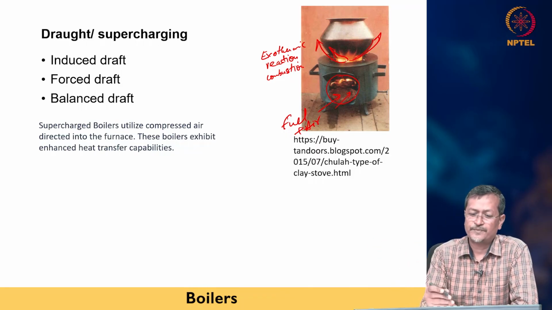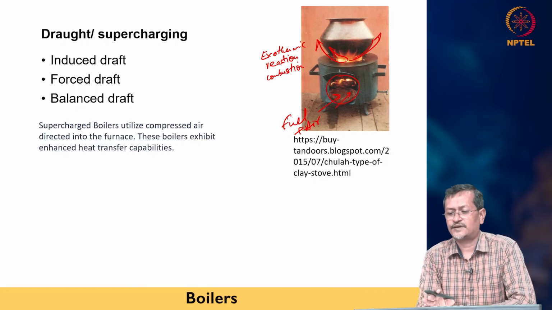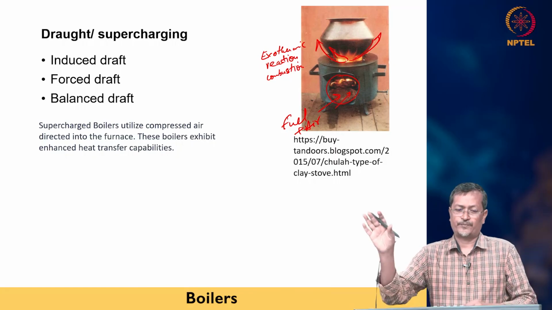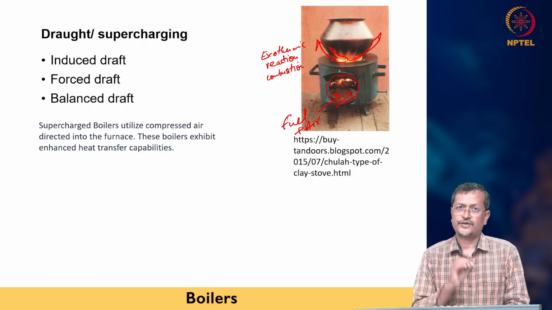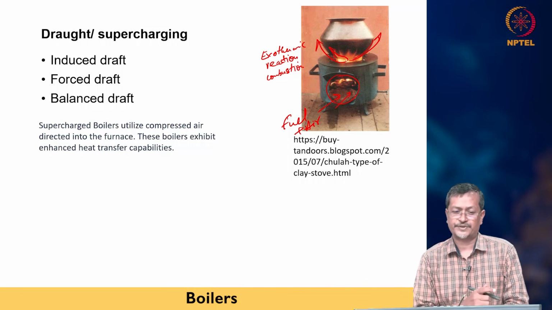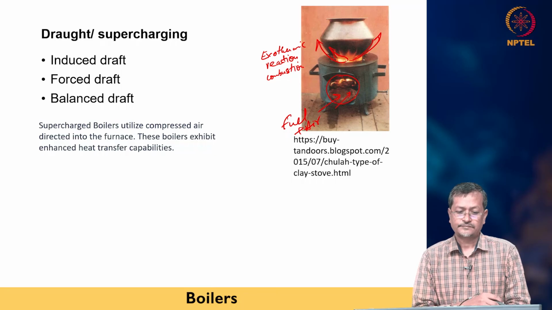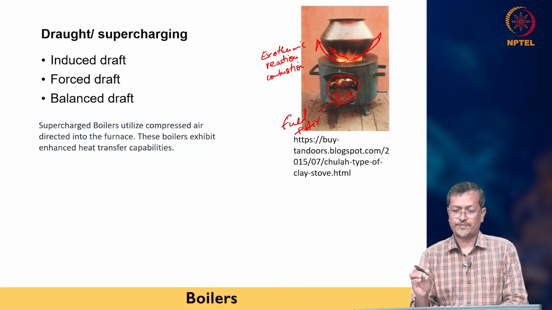So, in a boiler also, if you are using a natural draft system, air will automatically come in and go out. But if you want more air to go inside the combustion chamber, then you use a fan or some other mechanism, you give more air to the combustion chamber and your combustion will be proper. Sometimes people use a supercharged boiler, they use compressed air to give more oxygen to the combustion chamber and the fuel will burn quickly.